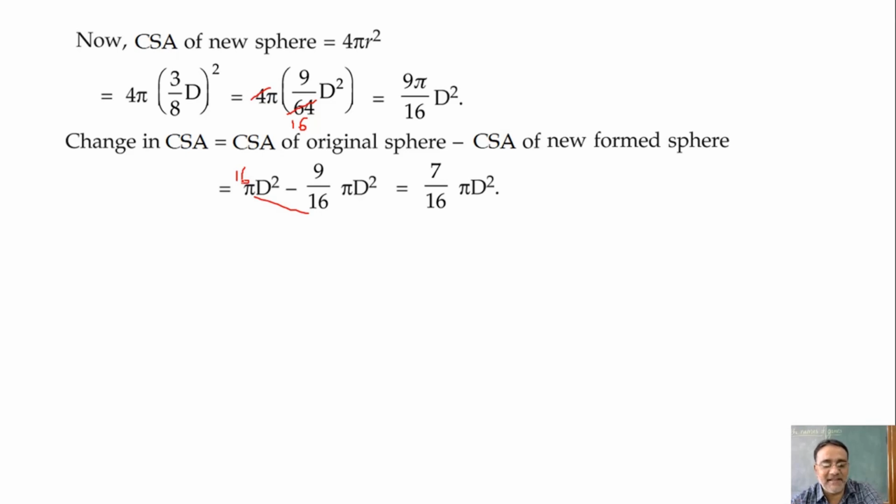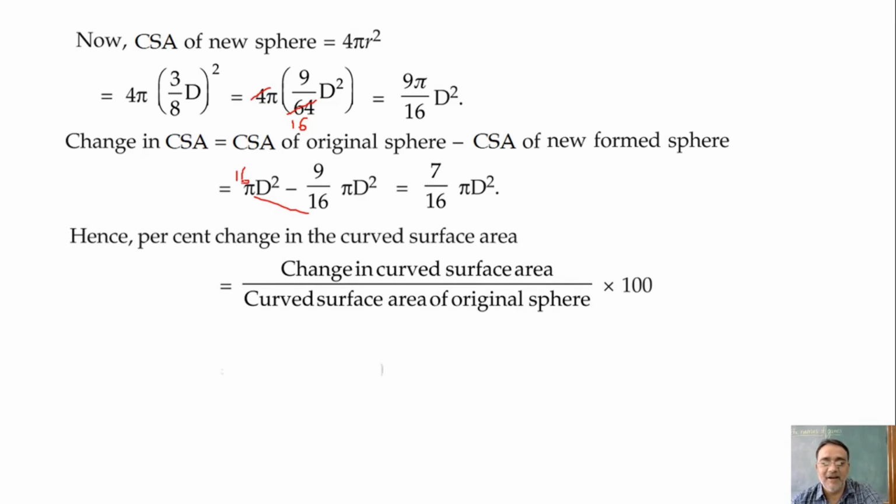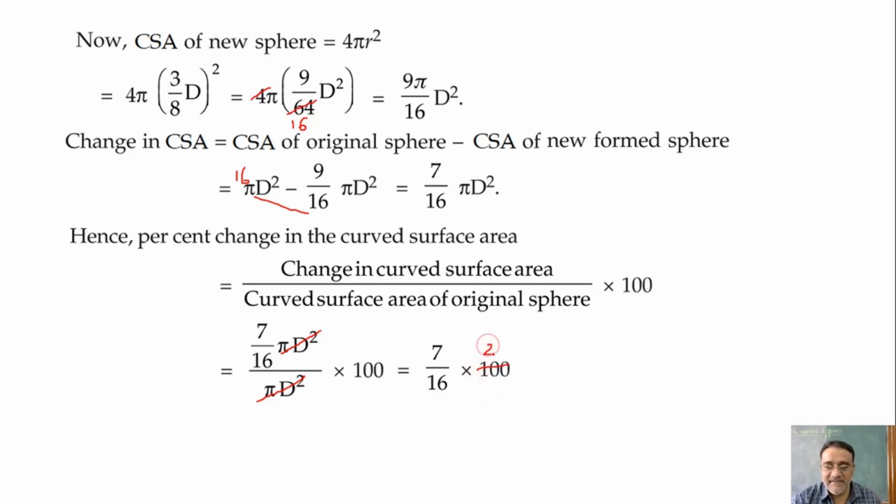Now how will you find the percentage? Change in curved surface area upon original curved surface area into 100. That is 7 by 16 pi d square अपॉन पाई डी स्क्वायर इंटू 100. तो ये दोनों कैंसिल हो गया. सो व्हाट वी आर गोइंग टू गेट 7/16 इंटू 100. ओके, 700/16. सो ये 25 और ये 4, दैट मीन्स 175/4. सो वी आर गेटिंग 43.75%. So this much curved surface area is decreased.